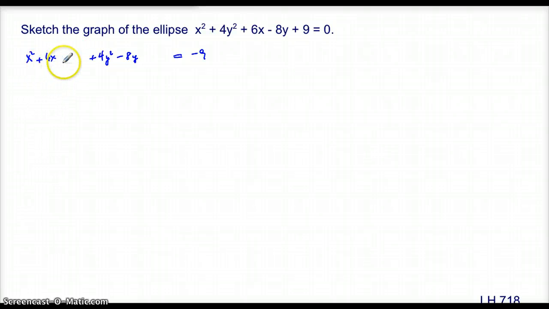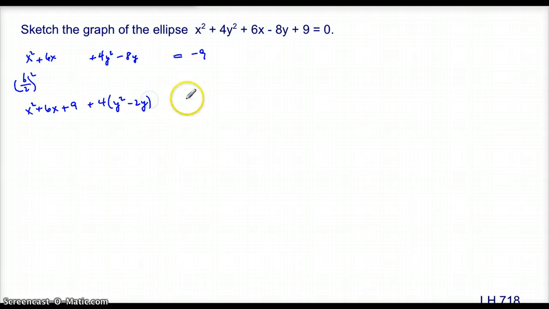So to complete the square here, I need to add b over 2 quantity squared. Okay, well, b is 6, so 6 over 2 is 3. 3 squared is 9. So this is going to become x squared plus 6x plus 9. I'm going to factor the 4 out from my y terms. Leave it like that. Now I'm going to complete the square on what's inside the parentheses here.